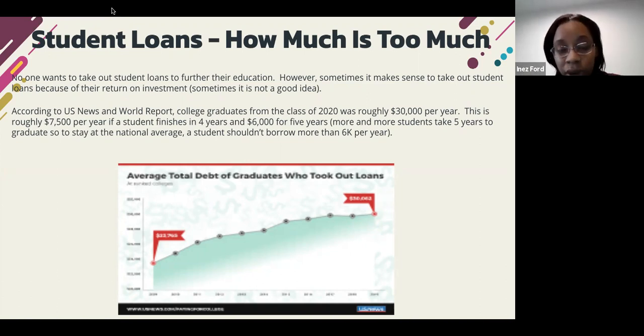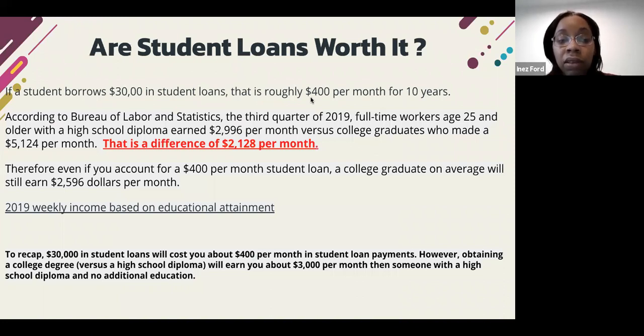And of course, the next question, if you go to the next slide, is really what does that look like? If I take out $30,000 in student loans, you can see in the next slide, that's going to give you about a $400 a month payment. And so $400 a month is a lot of money.